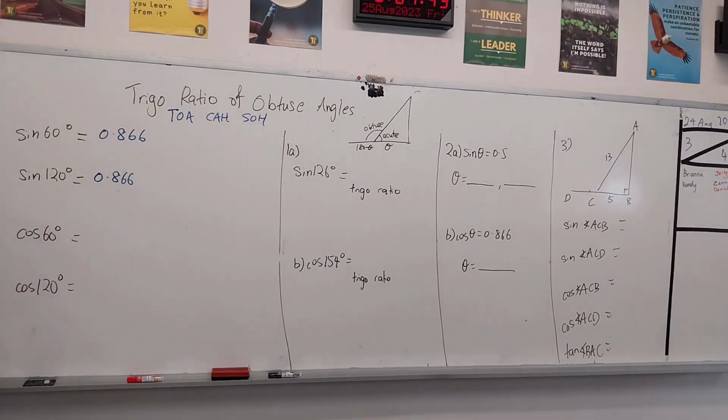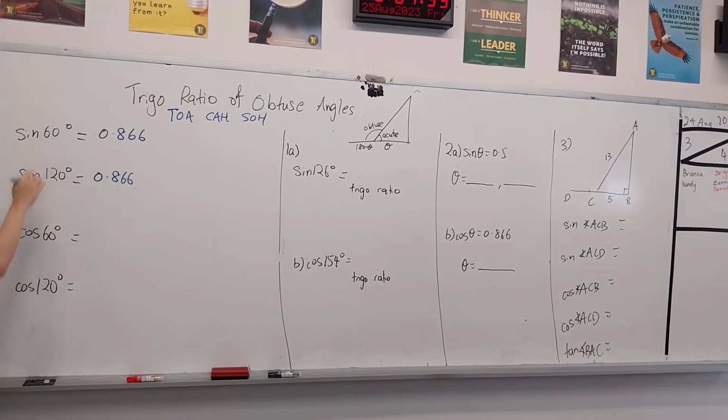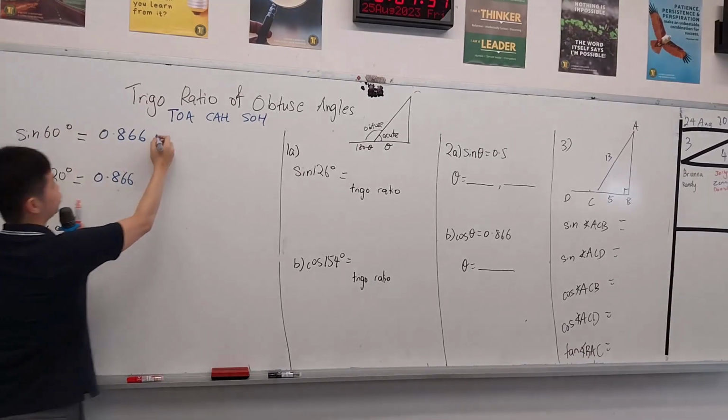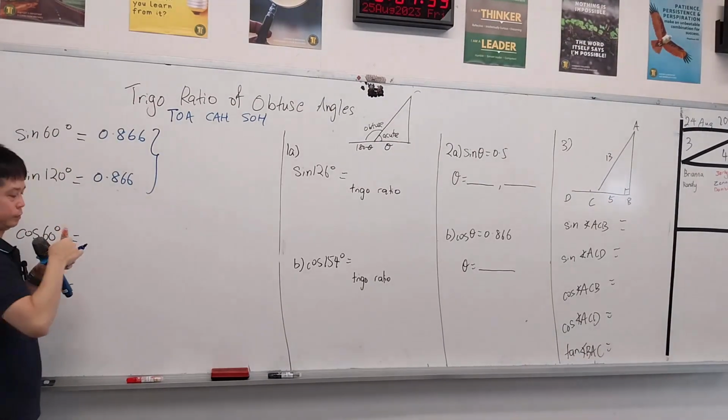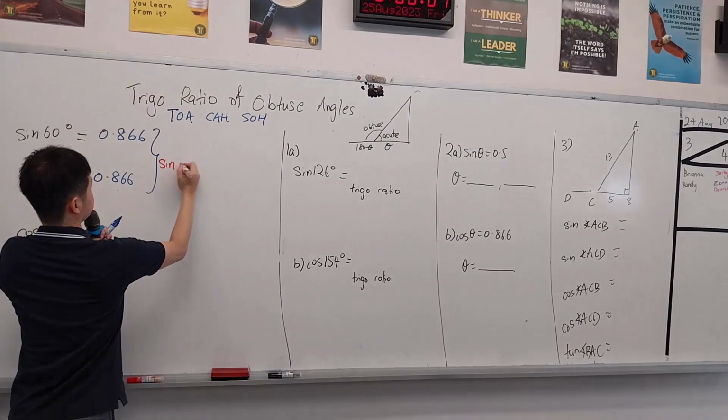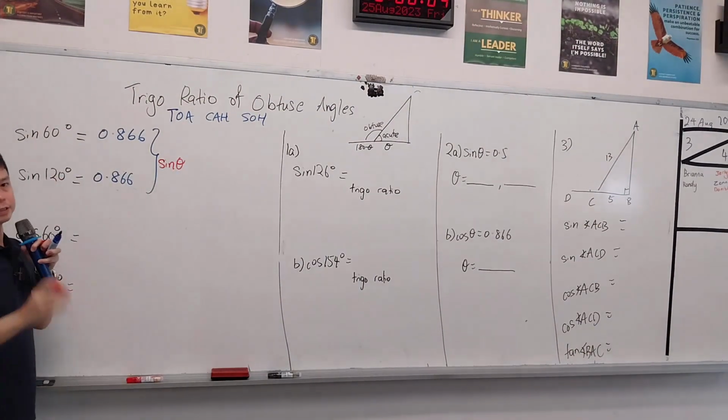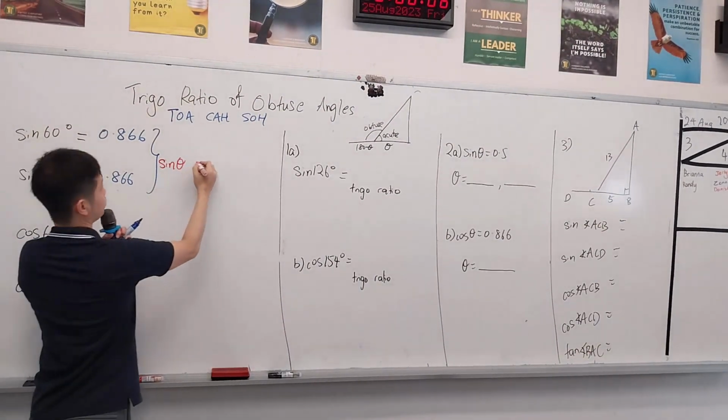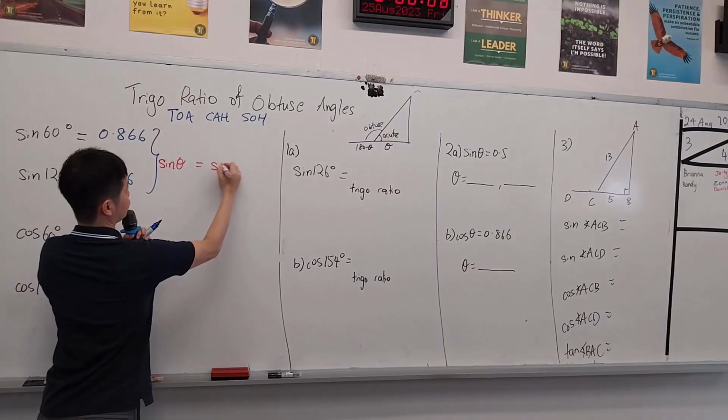0.866. What about the sign? Is it the same sign or opposite sign? It is the same sign. Now, do you realize something special about 60 and 120? They add to 180. One of them is acute, one of them is obtuse. So the rule here is this. If we have a sine theta, let's say the acute one, it will be the same ratio as the obtuse one.